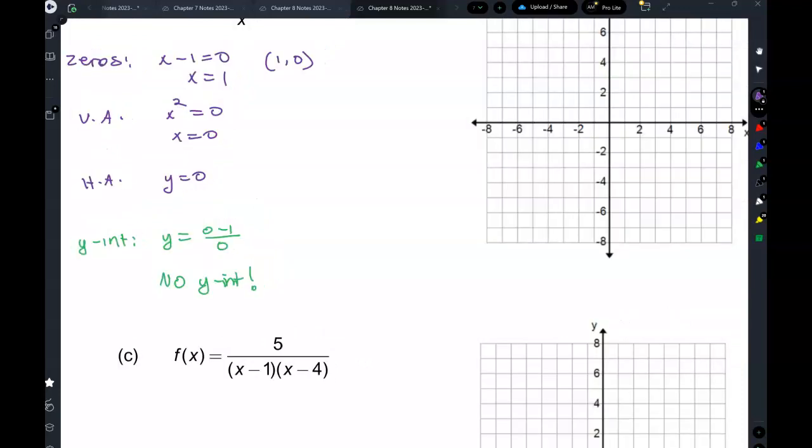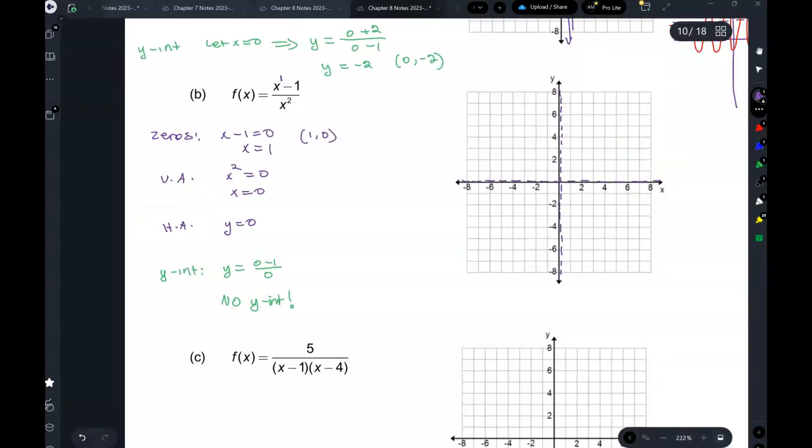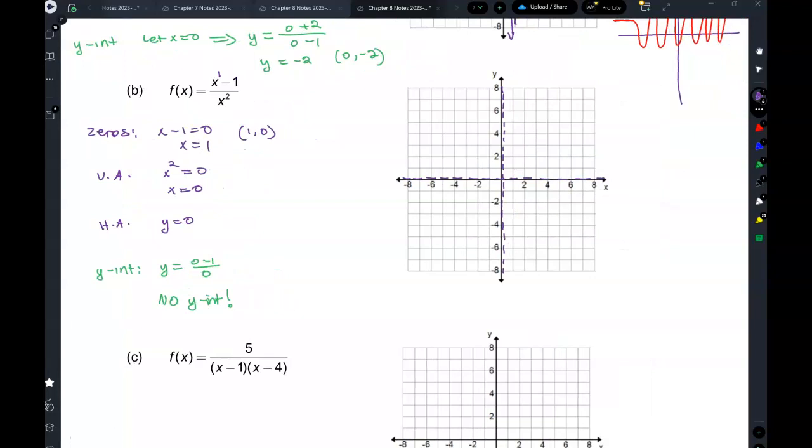So there is a vertical asymptote and a horizontal asymptote here. No y-intercept. Look, at 1 comma 0, there is a zero. But we just said that's okay, right? Because it can cross the horizontal asymptote. Now let's put in some points here.